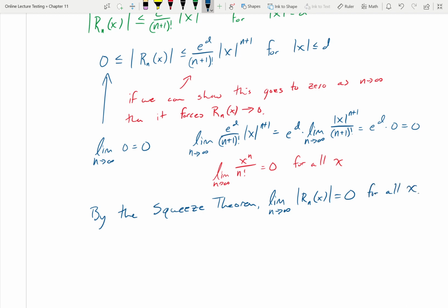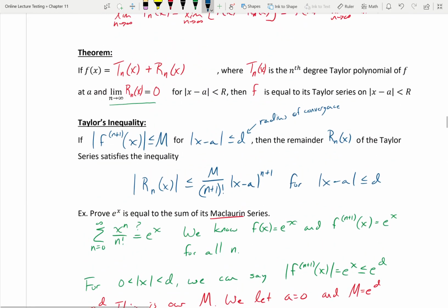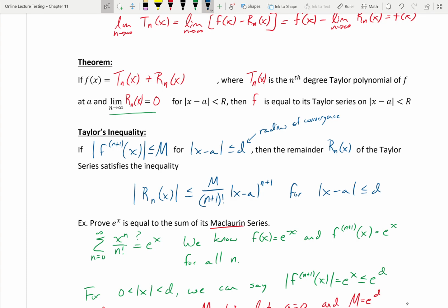Well, what does that mean? We just said that the limit as n approaches infinity of the remainder goes to 0 for any x value. Going back up to our theorem, our theorem says if we establish f of x is equal to the Taylor polynomial plus its remainder, where T sub n is the nth degree Taylor polynomial, and as n approaches infinity, this goes to 0. So we just established this part. And we established the nth Taylor polynomial, then f is equal to its Taylor series.